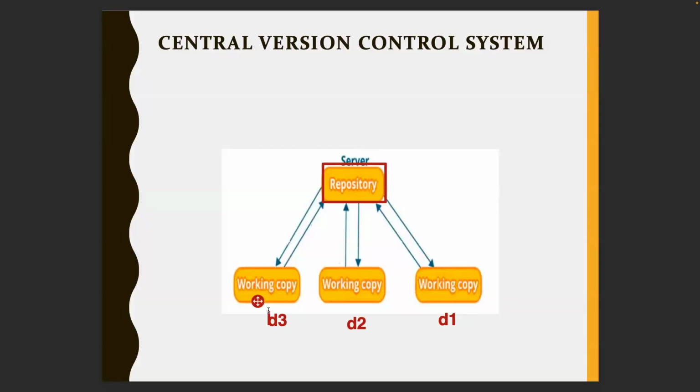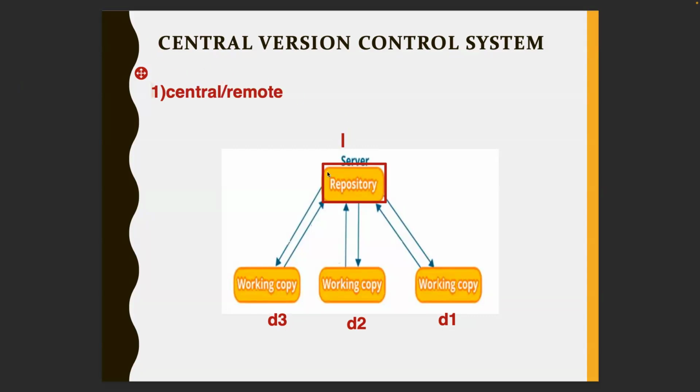So they will connect to the remote server, get the changes into their local, make the changes here and put the changes back. As simple as that. This is how a centralized version control system works. And what are the challenges or drawbacks of this?